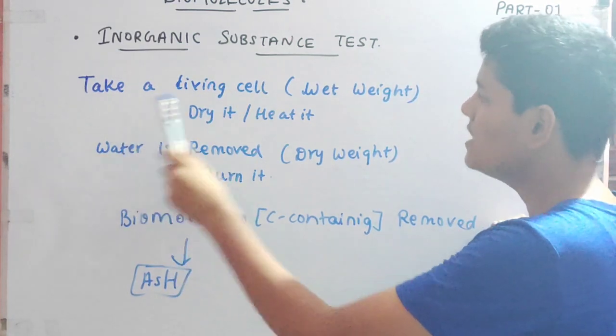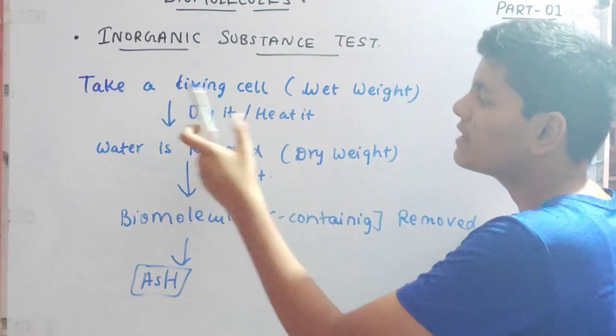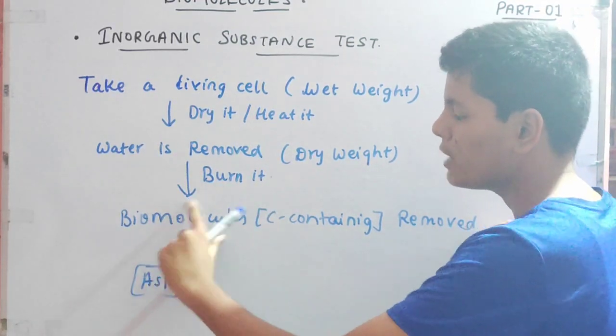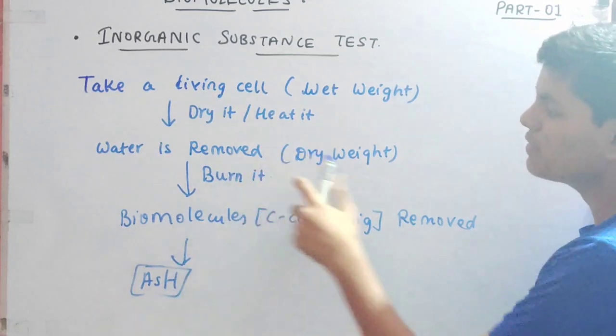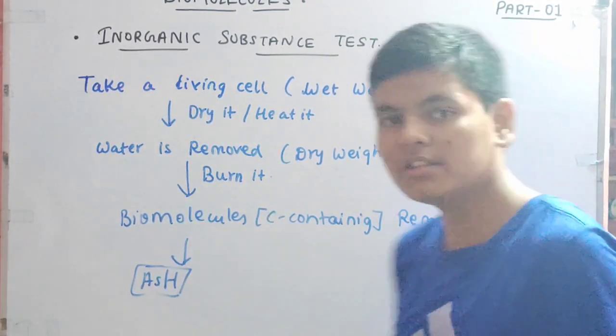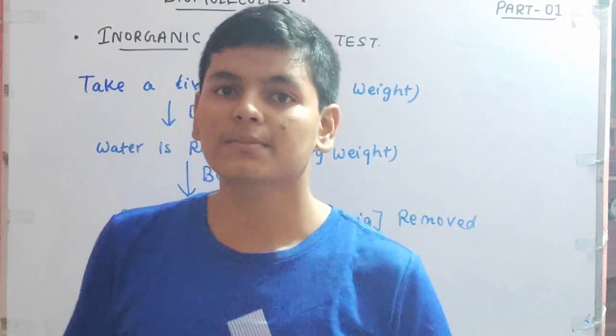We take a living cell, we weigh it, that is known as wet weight. After drying it, the water gets removed. After burning it, the biomolecules get removed. When water is removed, it is called dry weight. When biomolecules are removed, it is called ash. And then when we analyze that ash, we find some inorganic substances.